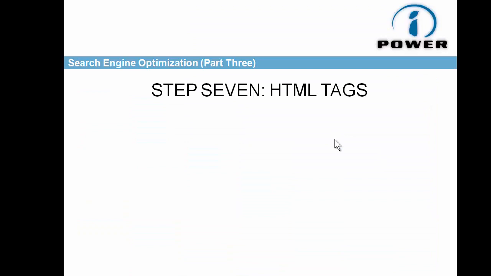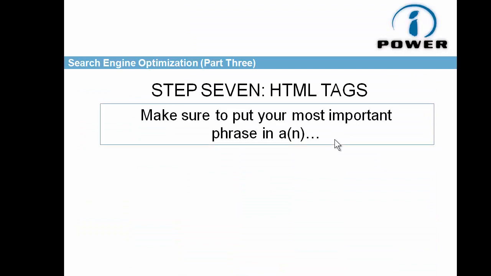So we are moving on to step 7, and it has to do with so-called HTML tags. Even though this sounds too technical, I'm not expecting you to become a programmer after this course, but just to understand that there are various HTML tags that you can use for the purpose of search engine optimization. That's pretty much all you need to do, just to understand it and to be able to direct your programmer to put those tags in your code.